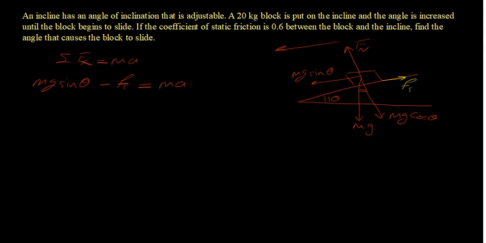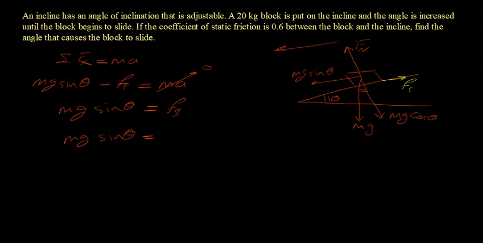All right. Now, when I say it's static friction, it means there is no chance for motion. We're trying to get to the point of the last moment that the static friction exists. So there will be no acceleration, which means mg sine theta will equal the static friction.